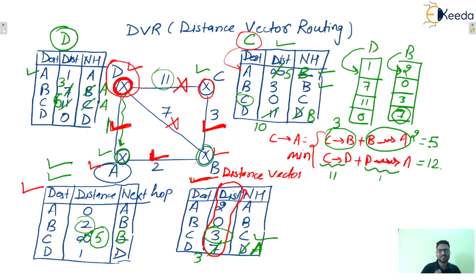In the next lecture, we'll see what the count to infinity problem is in this particular algorithm. After that, we'll see that the count to infinity problem is resolved with the help of split horizon. So with the help of split horizon, the count to infinity problem can be removed. After that, we'll see the next algorithm, that is link state routing.